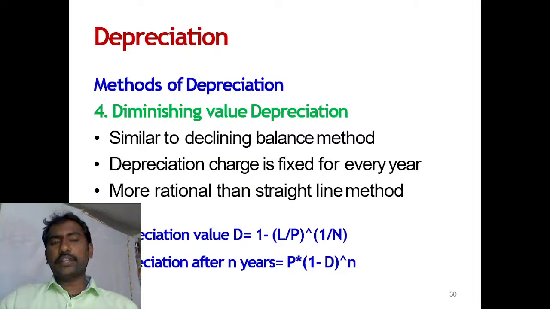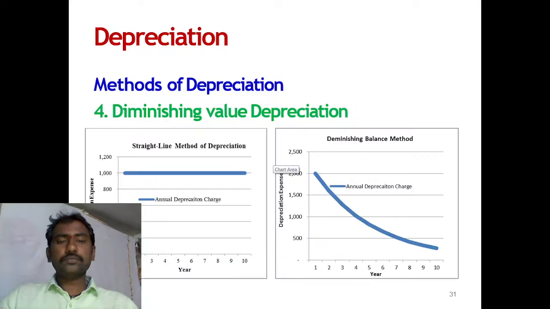And the fourth method of depreciation is diminishing value depreciation. Similar to the declining balance method, the depreciation charge is fixed for every year, more rational than the straight line method. For the depreciation value, we have one formula, and for the depreciation after n years, we have another formula. The depreciation value d equals 1 minus (L by P) whole to the power of 1 by n, and the depreciation after n years is P into (1 minus d) whole to the power of n. So by using the straight line method, we have a constant depreciation value, and by using the diminishing value method, we have a decreased depreciation value every year.